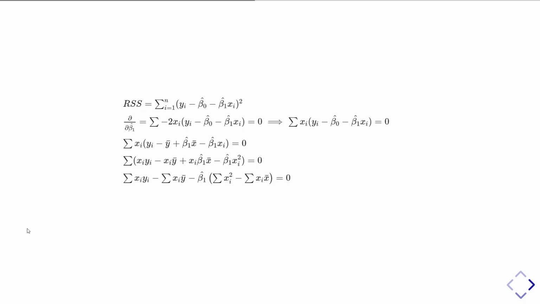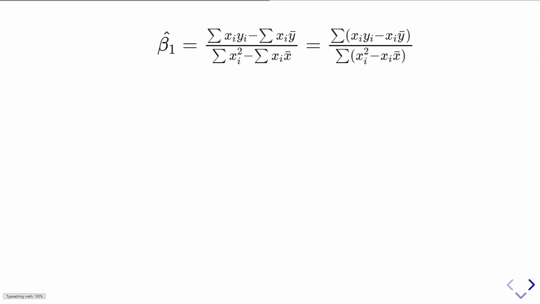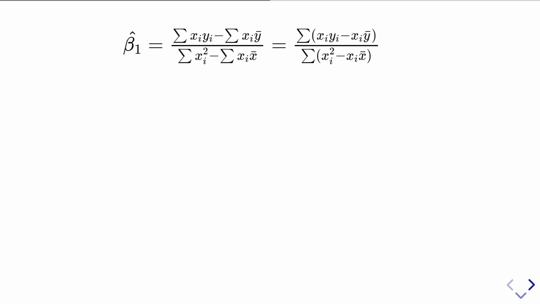I'm going to add beta 1 times this expression in parentheses on the right side, and this is what I get. Now I will divide by the expression in parentheses to solve for beta 1. And then I just rewrite the sums.